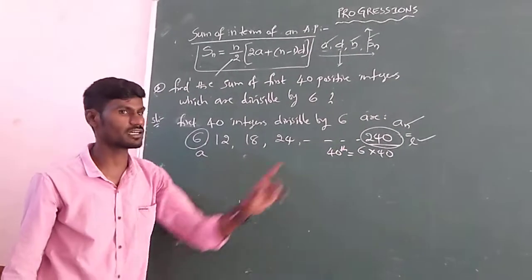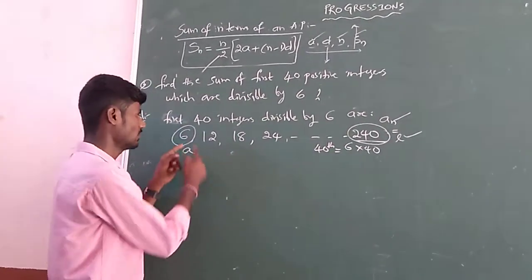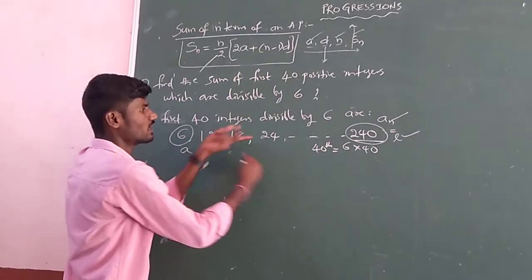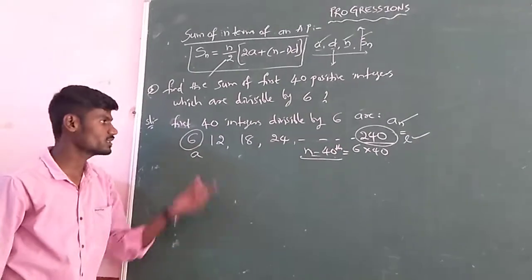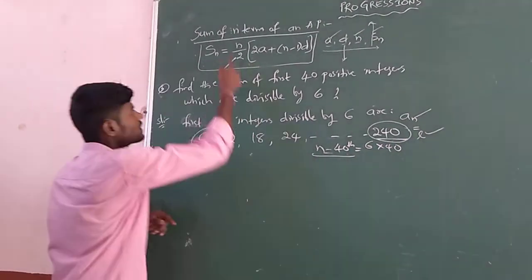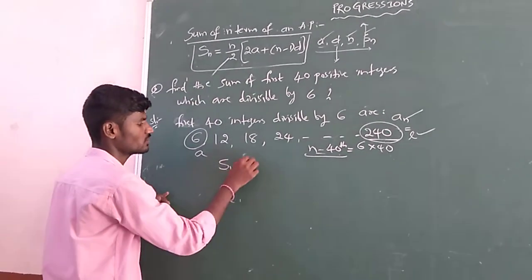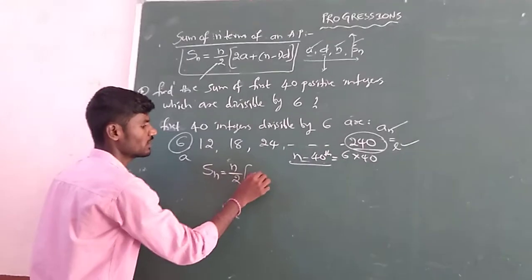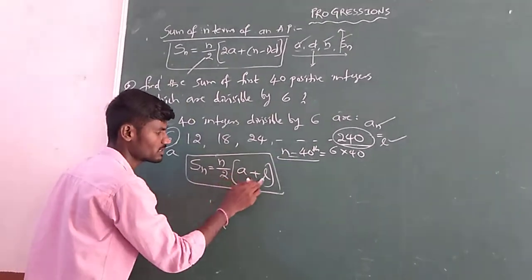Now if you know the first term and last term, and we know the number of terms also. How many terms are there in it? First one, second one, third one, fourth one, like that. It is the 40th one, means n equals to 40. So in this type of problems, if you know the first term, last term and n, the sum of n terms can also be found with another formula. Sn equals to n by 2 of a plus l. a plus l means first term plus last term.